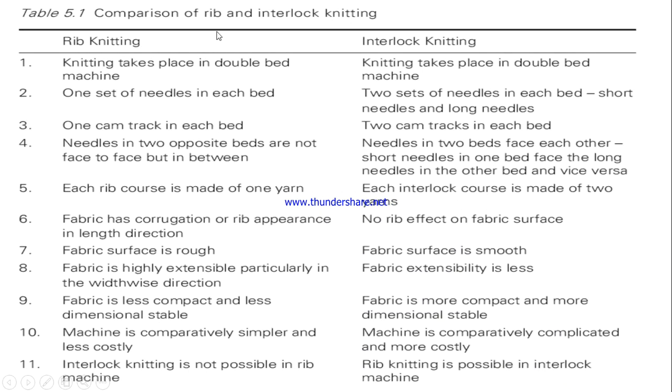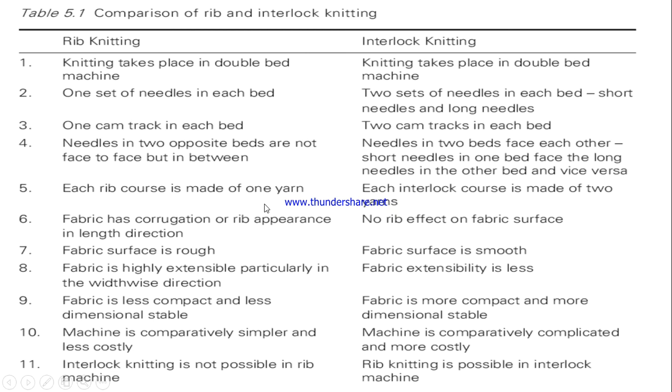Now this is the comparison between the rib and interlock knitting. The rib knitting takes place in a double bed machine. Interlock also takes place in a double jersey machine. Rib has one set of needles in each bed; interlock has two sets of needles in each bed, short and long needles. One cam track in each bed for rib; two cam tracks are required for running the short needles and long needles in interlock. In rib, needles in two opposite beds are not faced to each other but in between them, whereas in interlock the needles in two beds are facing each other. Short needles will face the long needles and long needles will face the short needles.